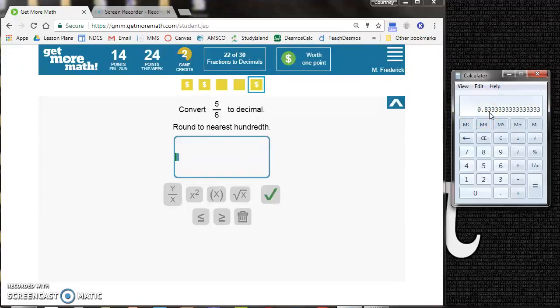Remember that hundredth is 2 places past the decimal, so we look to that third place, the second 3, to be the boss and tell our first 3 how to round. The second 3 tells our first 3 to stay the same, so we will enter this answer as 0.83.